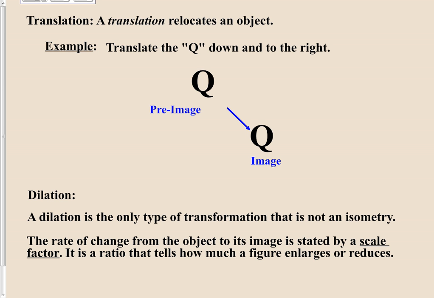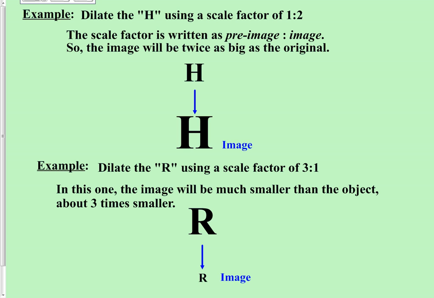And how do we know how much the figure is going to change size or whether it's going to get bigger or smaller? Well, that is controlled by a scale factor. Scale factor is a ratio that tells us how much a figure enlarges or reduces. A thing to remember about reading scale factor is that if it's in the colon notation like you're seeing on the screen now, it is read left to right, and that would be your pre-image to your image. So when they say a scale factor of 1 to 2, they are saying your pre-image is size 1, your image is size 2. So basically your image is going to double in size from your pre-image.